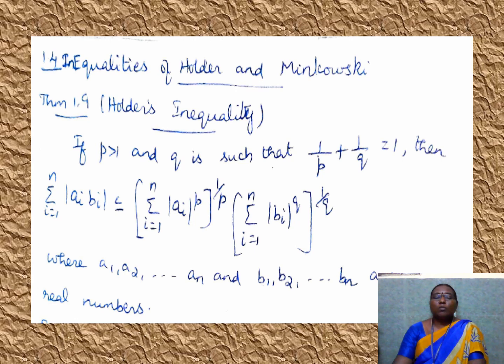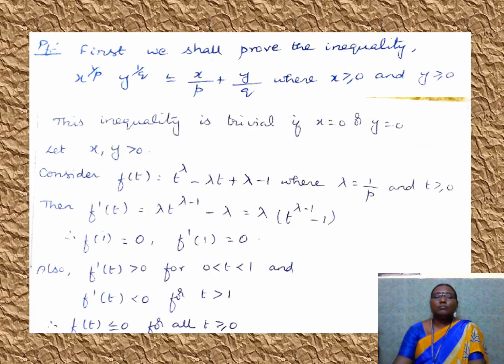What are all the elements a1, a2, etc.? Yes, they are real numbers. The ai's are real numbers and the bi's are also real numbers. Now let us see the proof for this Holder's inequality. Before proving the result, we are proving this inequality: x power 1/p, y power 1/q is less than or equal to x/p plus y/q, where x is a positive number and y is a positive number. And if either x or y equals 0, then the result is trivial. So we are assuming that x and y must be greater than 0.